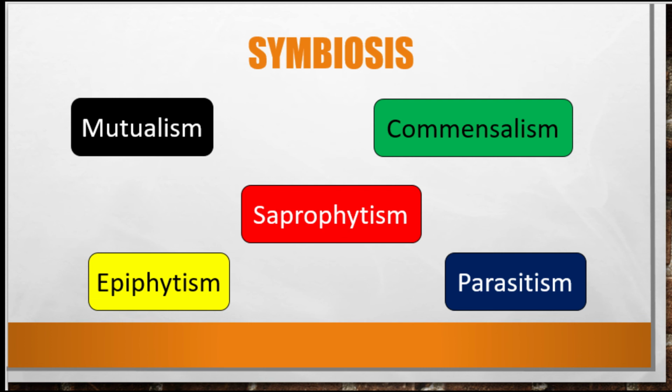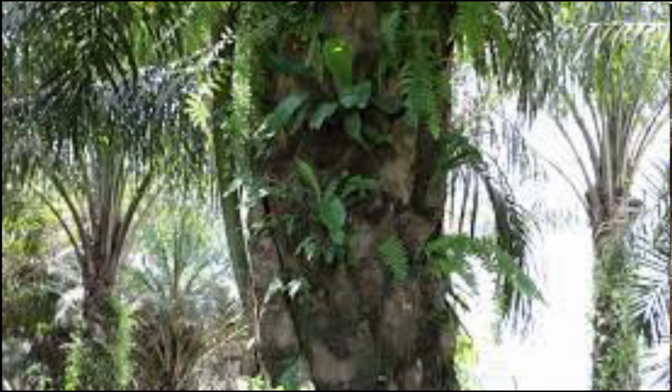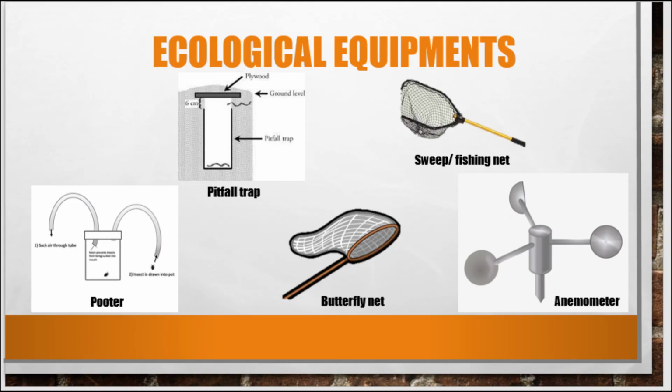Where can we find the epiphytes? An example is the palm tree. On the palm tree, you see tiny plants that grow. They have green leaves. They are tiny plants that grow on the palm tree. Now, the apparatus used in studying ecology.